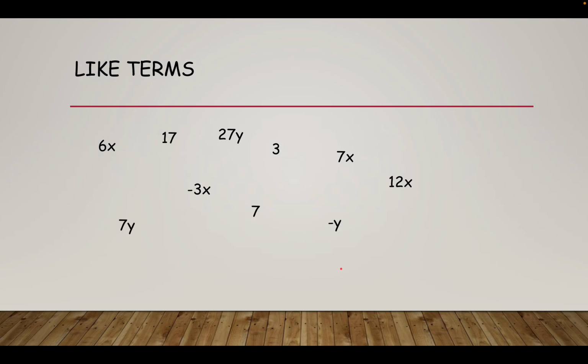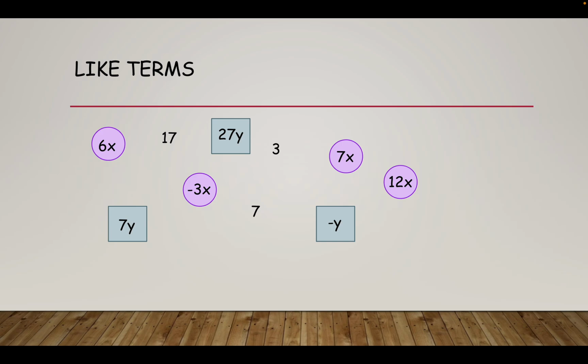Now, when we talk about like terms, we talk about terms that have the same variable they're connected to, or they might be whole numbers without a variable. So the like terms in this slide would be all the terms with an x, we could circle. All the terms with a y, we might put a different shape to represent that they have a different coefficient. And the last one is the terms without a variable connected.